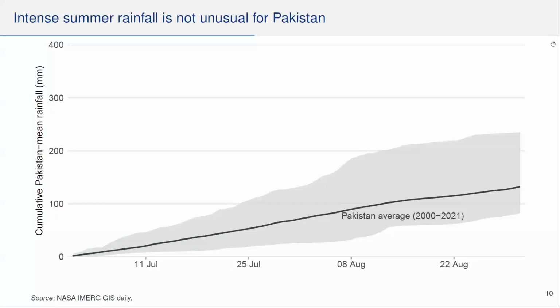Right. Intense summer rainfall is not unusual for Pakistan. It experiences a monsoon season every summer. This is showing you it normally happens in the months of July and August. So let's start with cumulative rainfall. This is on average how much rainfall has fallen cumulatively over the course of those two months. And the gray is showing you the typical range, like this is a really heavy year, this is a really light year, okay?